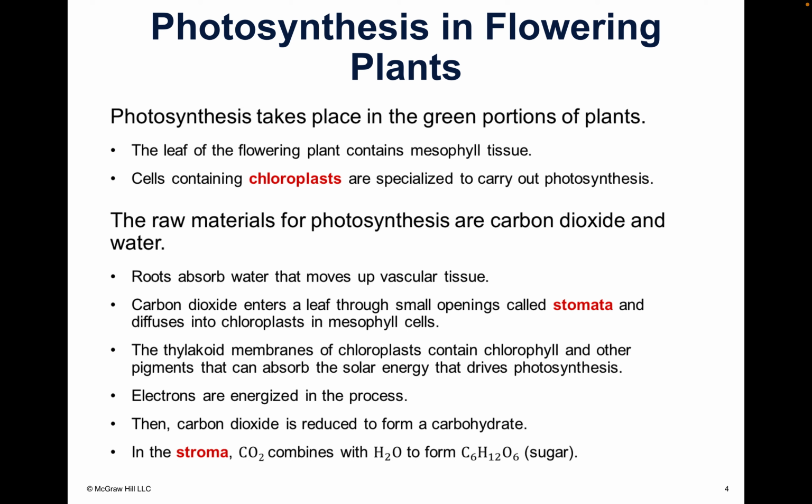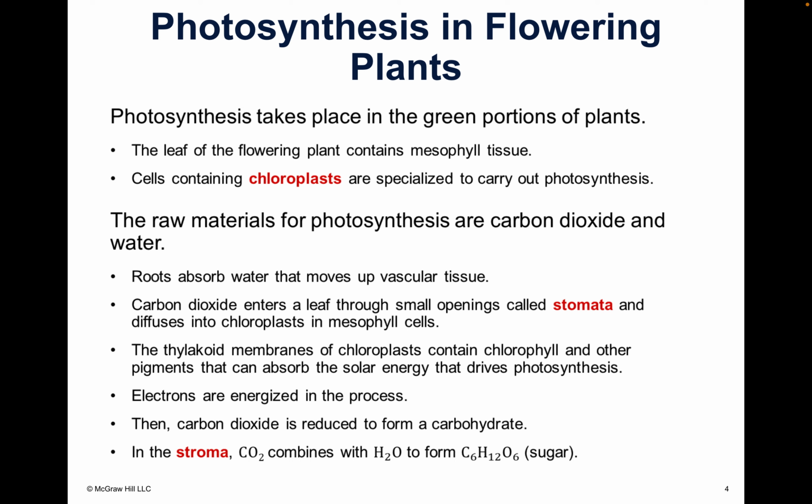So these next few bullet points are kind of like a flow of how this happens. It starts by the roots absorbing the water from the ground. So when you water the plant, the roots absorb the water. That moves up this vascular tissue, so it moves up the stem. And then the carbon dioxide enters the leaf through small openings called stomata, the little small openings in leaves, and they diffuse or move into the chloroplast in these mesophyll cells.